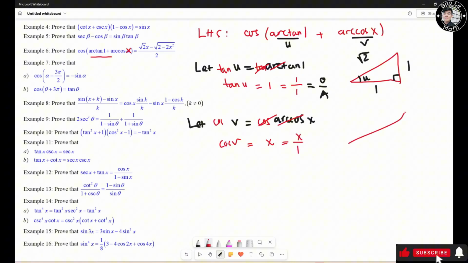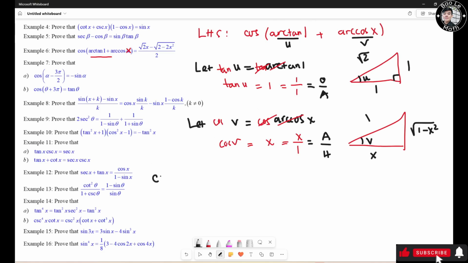Now I use another right triangle. Suppose this angle is v, right? So cosine v is going to be adjacent over hypotenuse, right? So adjacent should be right here, which is s. Hypotenuse is 1, right? Opposite right here is the square root of 1 minus s squared by using the Pythagorean theorem, right? So I substitute back over here.